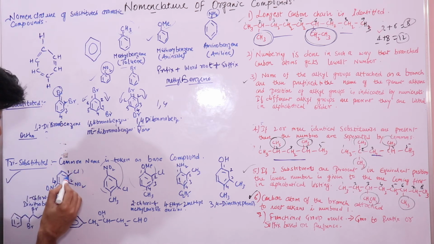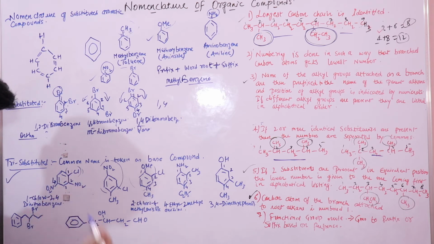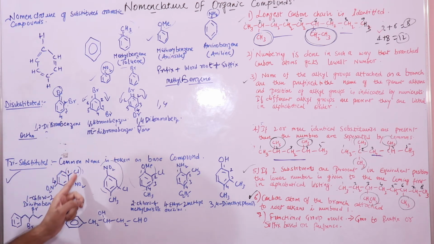So this would be 1-chloro, 2,4-dinitro, which would be a prefix. Since all these are substituents or side chains, they go in the prefix. And why will chloro come first, not dinitro? Because we follow alphabetical order. C comes before D, so it would be 1-chloro-2,4-dinitrobenzene.